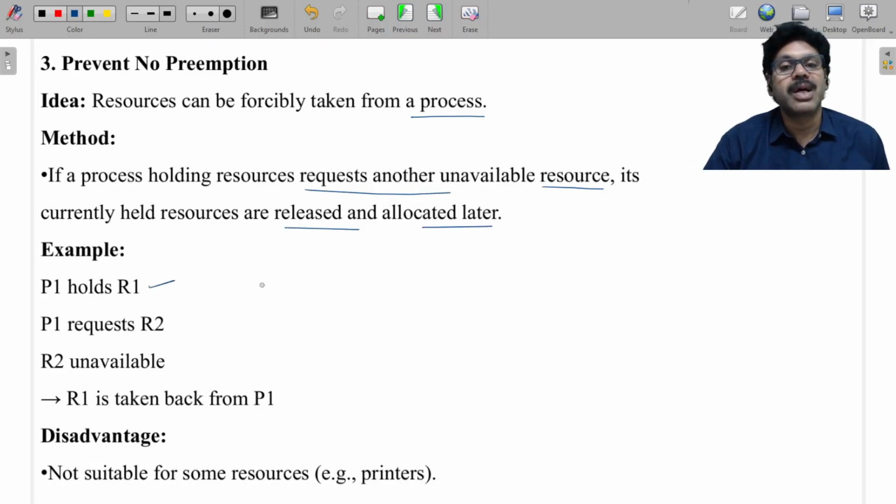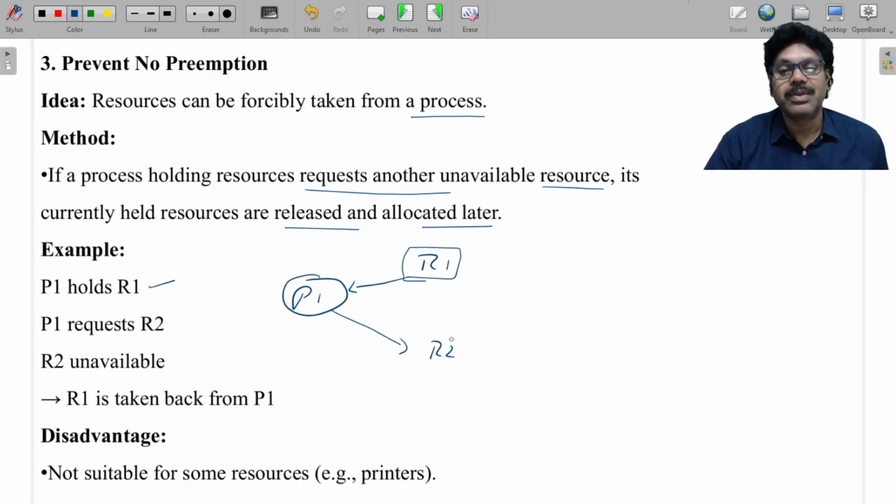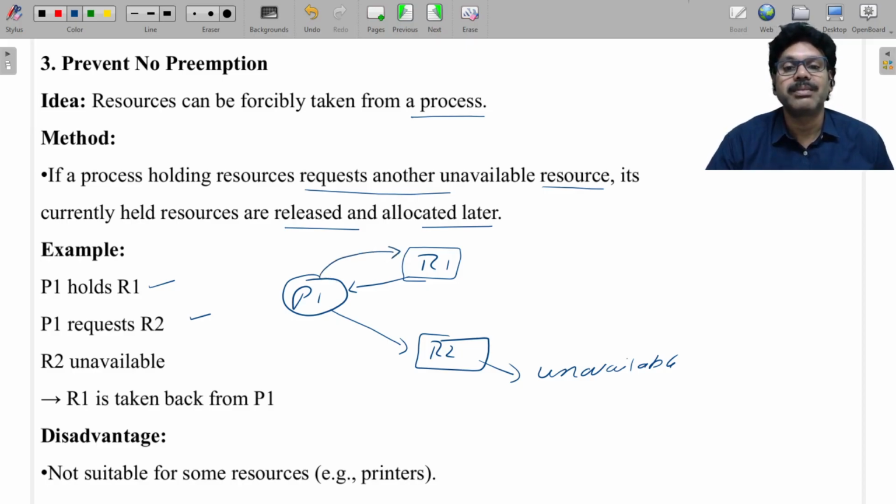P1 holds a resource R1. What does it mean by that? There is a resource R1 which is held by process P1, and P1 requests for R2. R2 is unavailable in this case. Then R1 is taken back from P1.